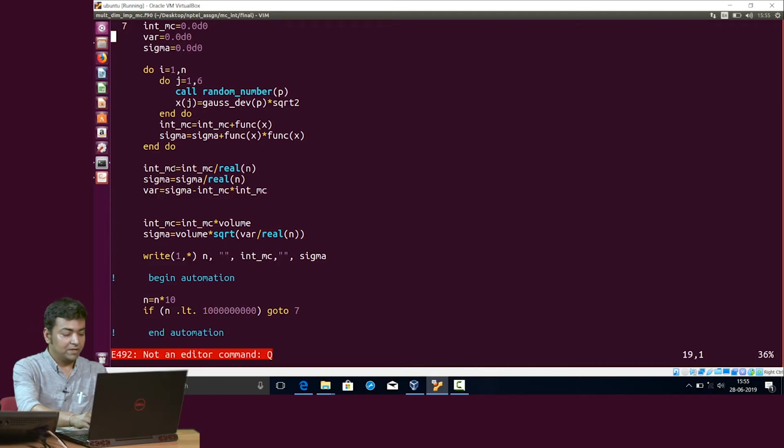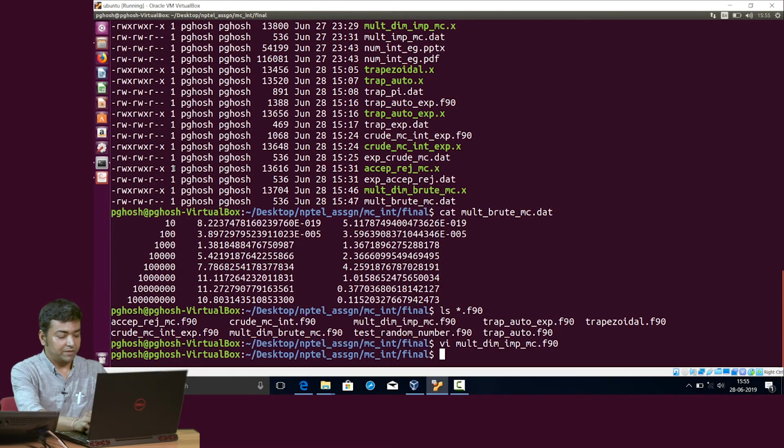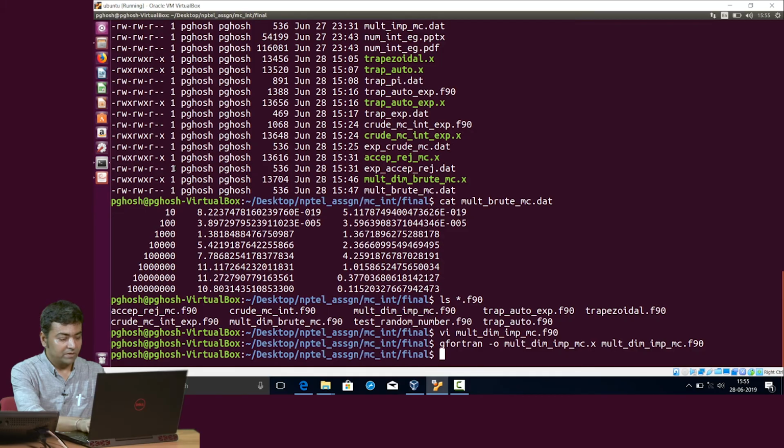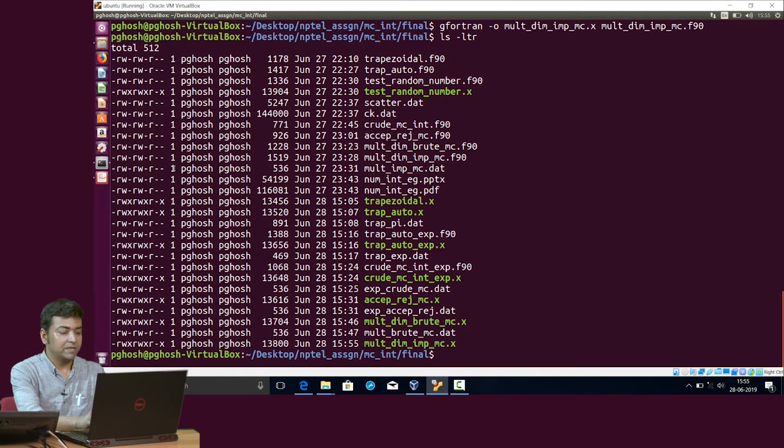So, let us now try to run it and see what happens. But before running it, we need to compile it: gfortran -o mult_imp Monte Carlo dot F90. Again, if we do ls -ltr, I have this particular executable file which I will use to run my code.